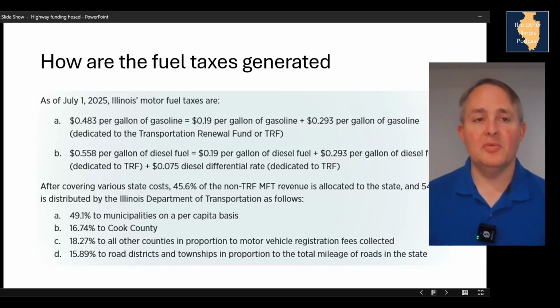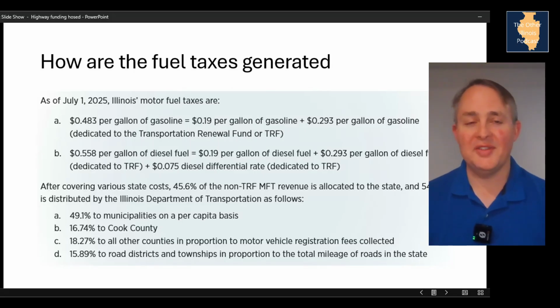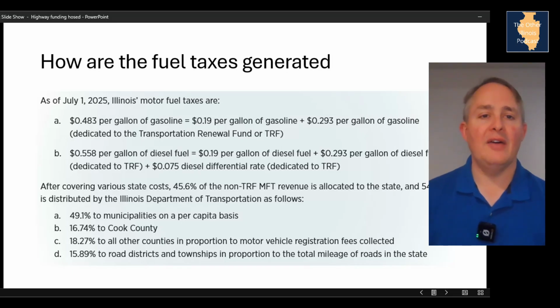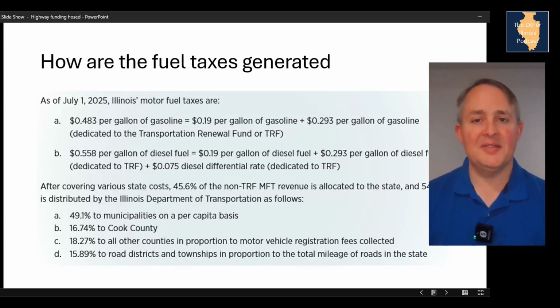Now, for diesel, unfortunately, the state of Illinois charges more. That is a total of 55.8 cents for diesel fuel, because there's a diesel differential rate that's dedicated to the transportation fund. So we basically have an additional 7.5 cents that are tacked on for diesel.